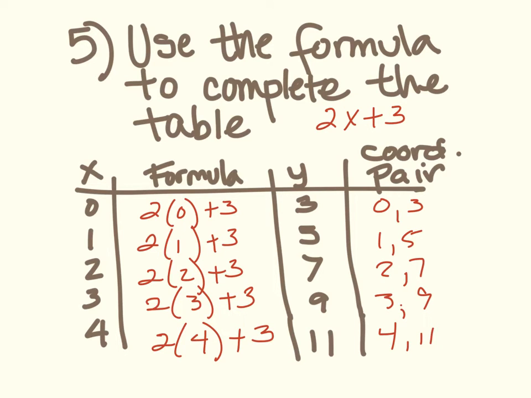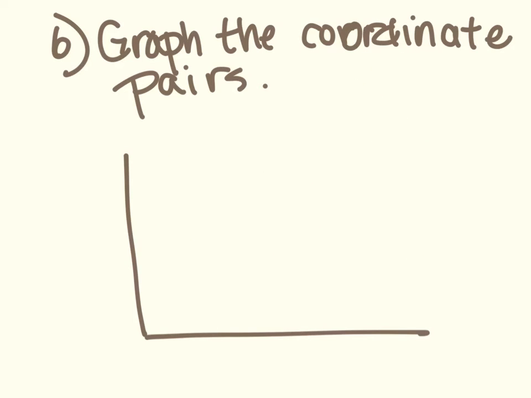And then the last thing I do is plot this on a graph. So we had, the first one was 0, 3. So we went over none, 0 on the x, but we went up the y, 1, 2, 3. So we put a little dot right there, and we labeled that dot 0, 3. Then the next one was 1, 5, over 1, up 5, 1, 5. The next one was over 2, up 7.